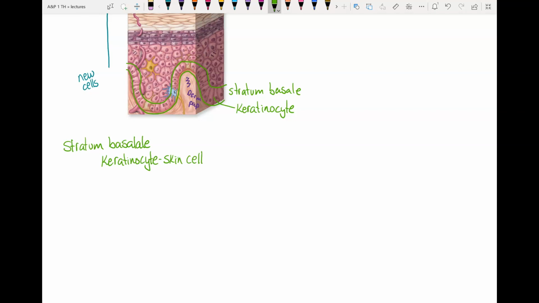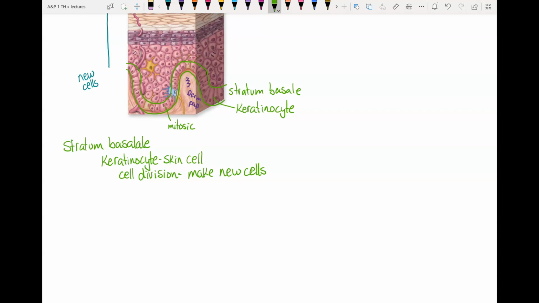And in the stratum basale, this is where they do mitosis. Like if you look right here, there's one doing mitosis. This is where they do cell division to make new skin cells. So the skin that's falling off at the top is being replaced because of cell division occurring in the stratum basale.